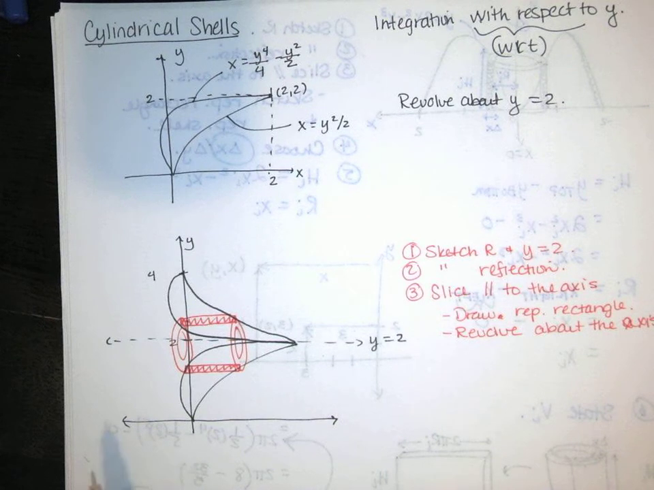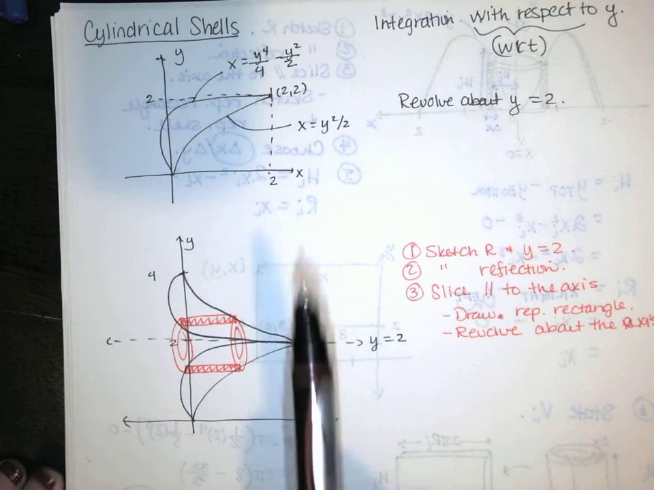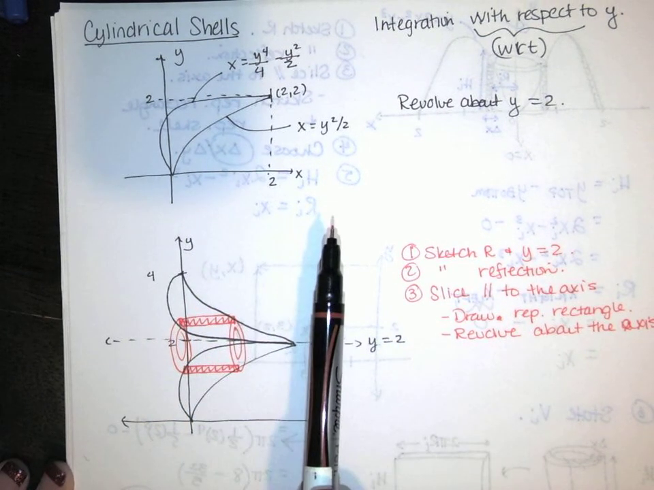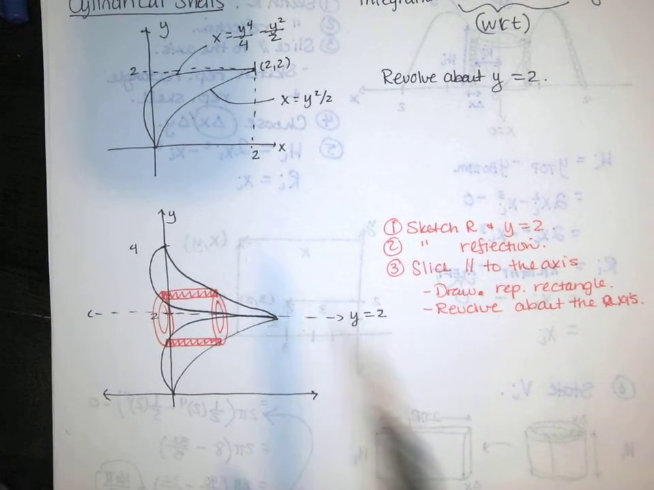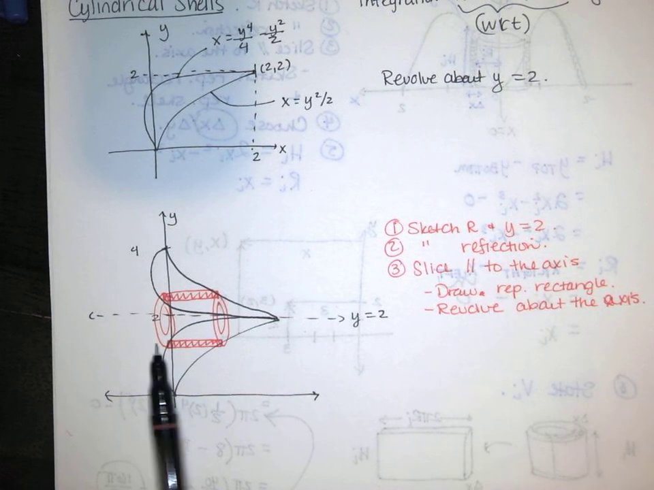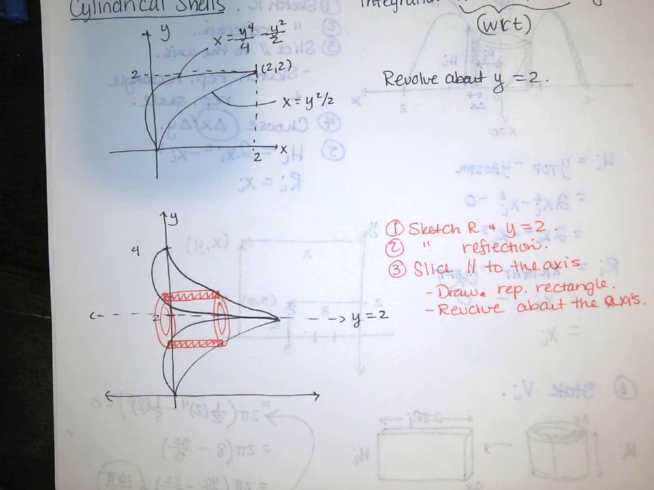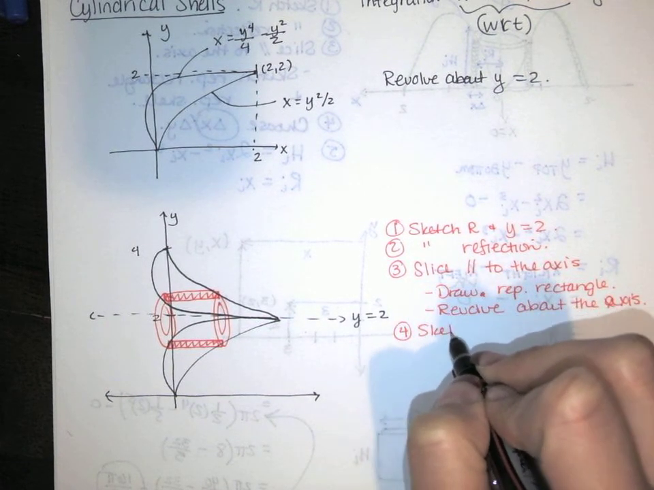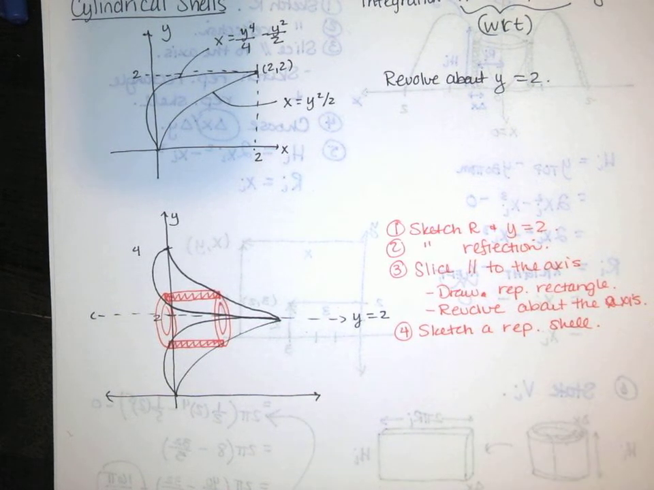So I'm going to use the cylindrical shell method for this because I think it makes the most sense. If you are not really sure, try it the other way and see if you can find y as a function of x. It can be done. It's just a little bit of algebra, and I think this is much simpler. So we sliced parallel to the axis because we're using cylindrical shells. We drew that representative rectangle and its reflection, and then we also sketched a representative shell. It does not have to be perfect, it's just a sketch, right?